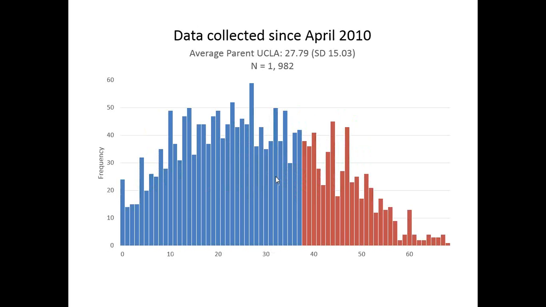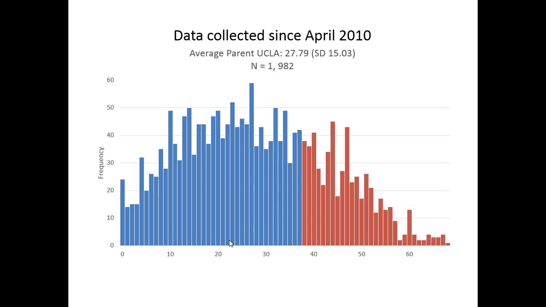Okay. So if you have any questions about administering the UCLA or that, please let me know. I'm going to share a little bit of data with you. ARBEST has been collecting this information since about April of 2010. So we have about 2,000 baseline UCLAs in the system.